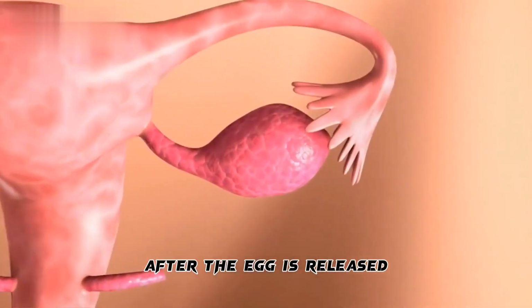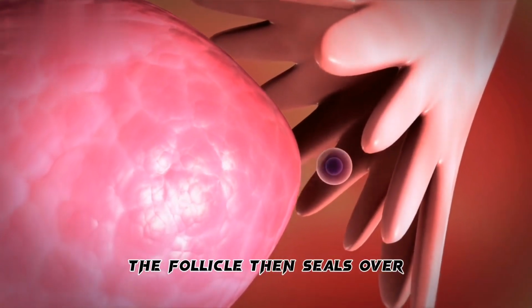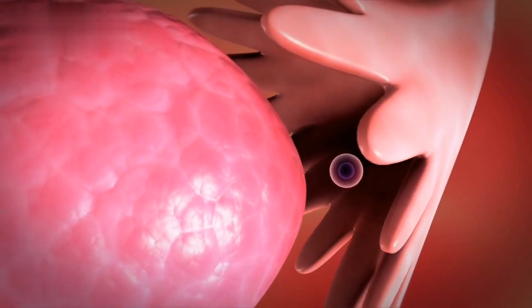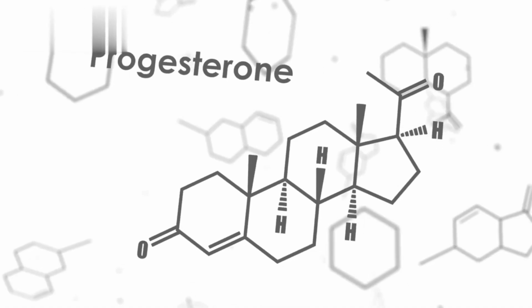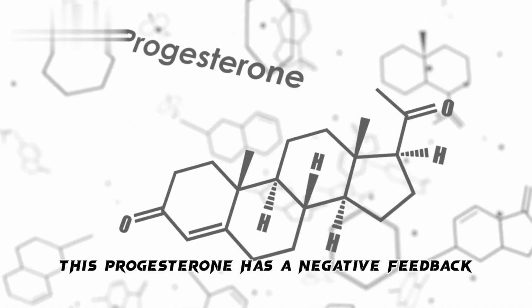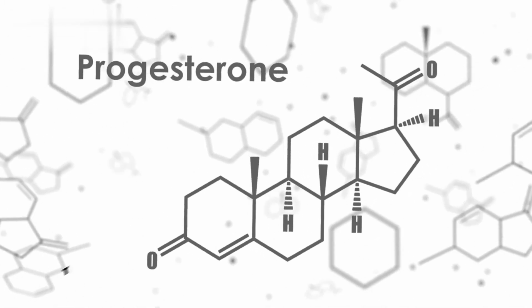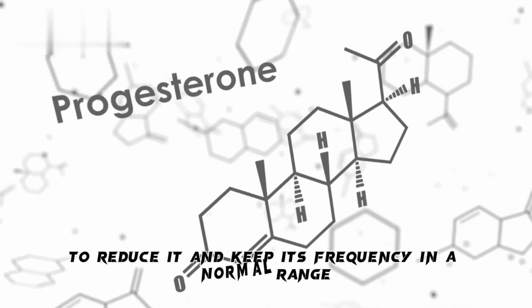After the egg is released, the follicle seals over and is called the corpus luteum. The corpus luteum starts producing progesterone. This progesterone has a negative feedback effect on the GnRH to reduce it and keep its frequency in a normal range.